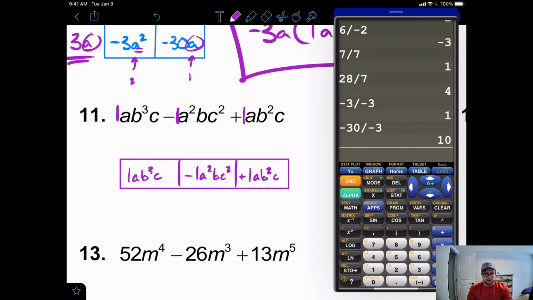Now, when we come over here, the biggest number I can pull out of 1, negative 1, and 1 would be a 1.